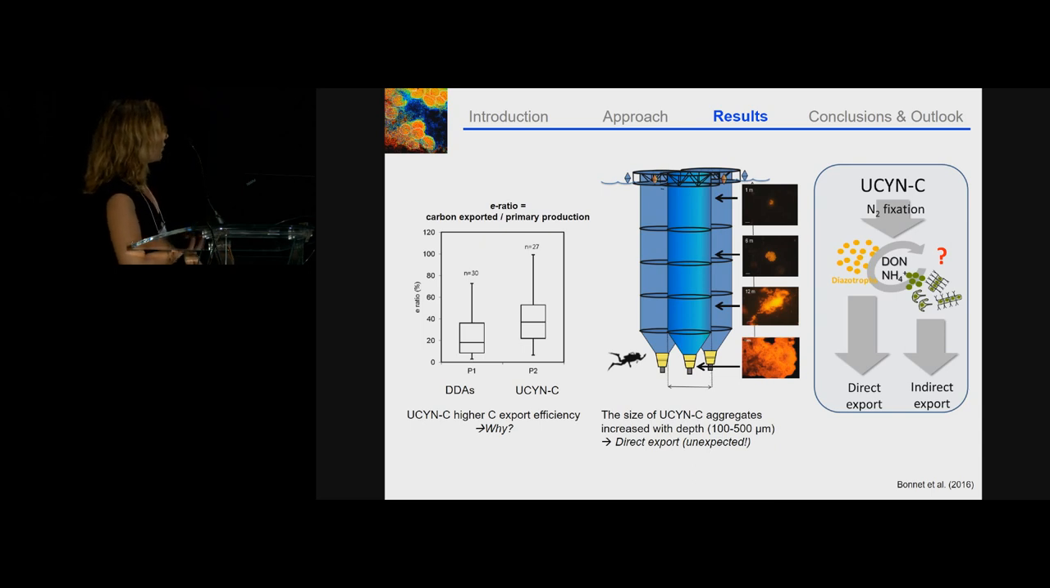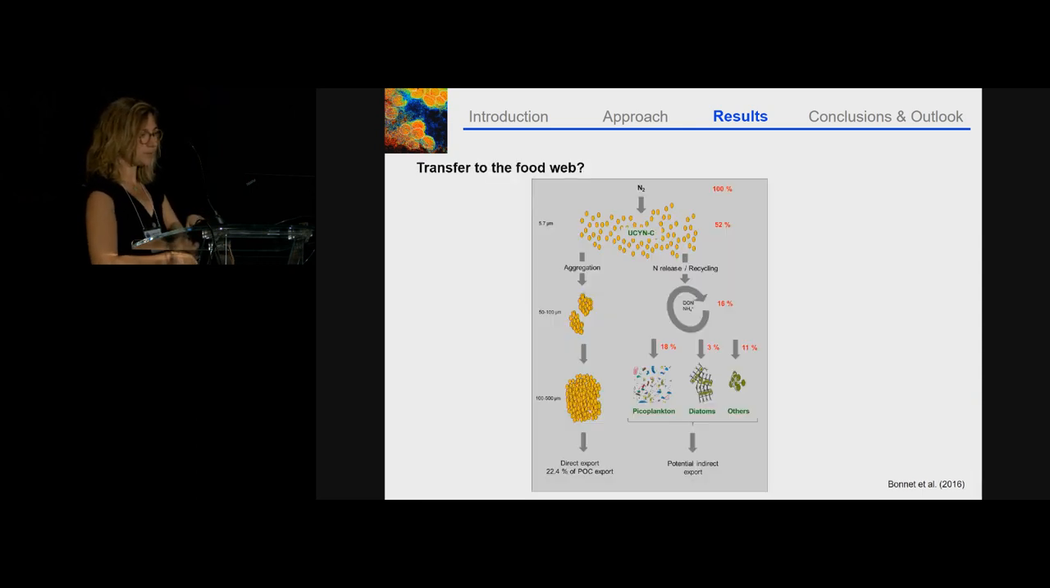So they are contributing to direct export, but what about indirect export as well? We used this nanoSIMS approach, and we calculated that, starting with 100% nitrogen, about 50%, so half of it, stays as UCYN-C biomass, but some 16% is released out of the cell as DON and ammonium, and then a significant amount of the fixed nitrogen is transferred to other groups. There's some 18% going to picoplankton, just 3% to diatoms, and then some 11% to the rest of the other groups that we analyzed independently. So it seems that UCYN-C could actually contribute to potential indirect export as well.